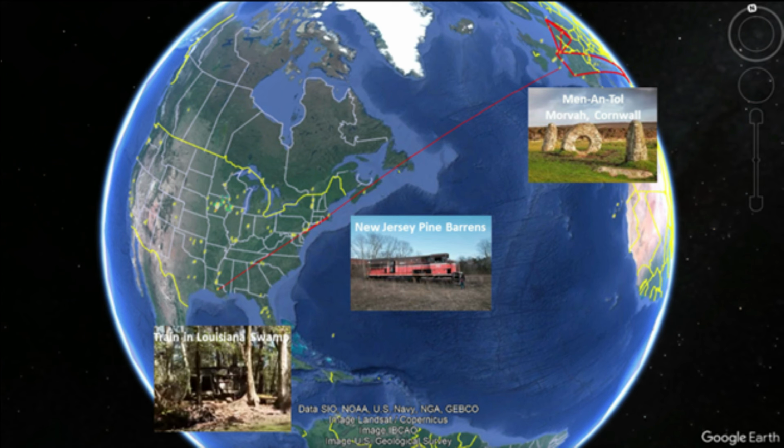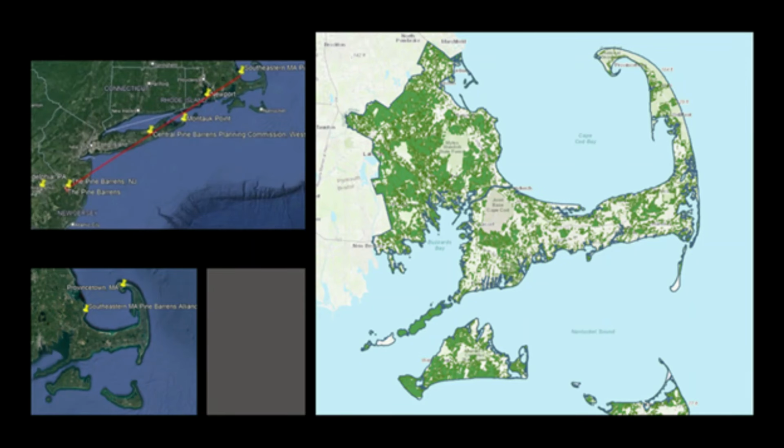And consider the possibility that the manipulation of time and space involved in the Philadelphia experiment could also have carried this forced resonant frequency back in time to create the cataclysmic event as opposed to something that happened in the present moment. All three of the Pine Barren ecosystems of coastal Massachusetts, central Long Island, and New Jersey are on this alignment as seen in the top left.